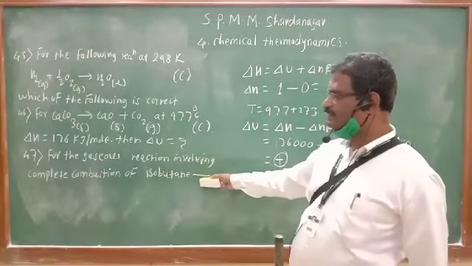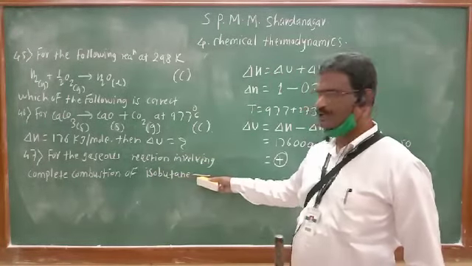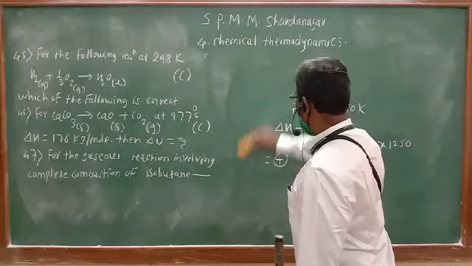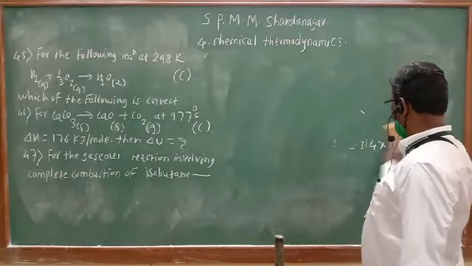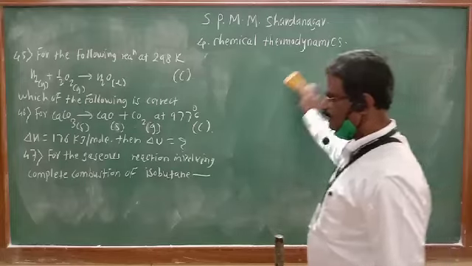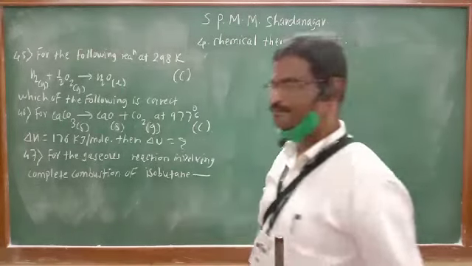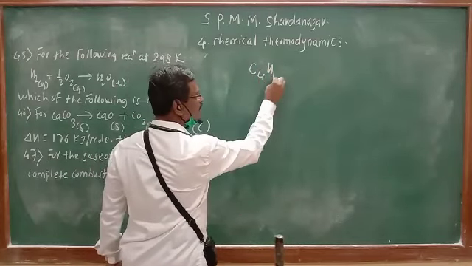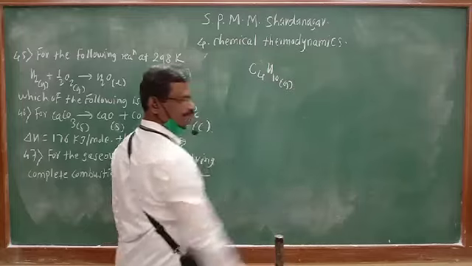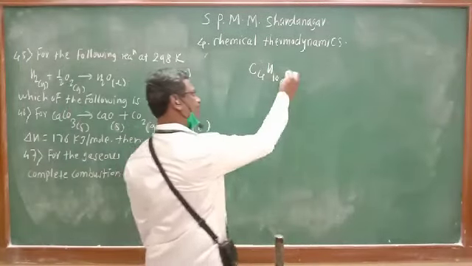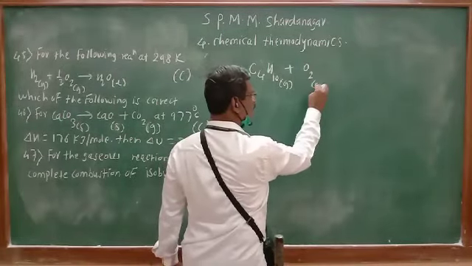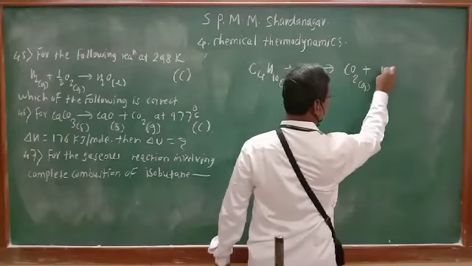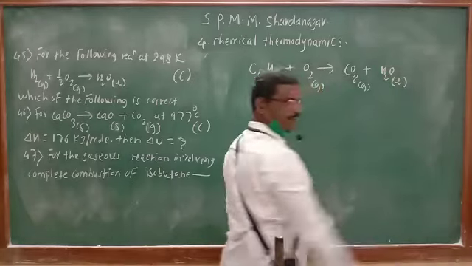Now question number 47. For the gaseous reaction involving complete combustion of isobutane, again find out the relation between delta H and delta U. What is the formula for butane? C4H10 gas plus O2 gas giving the products CO2 gas and H2O liquid.